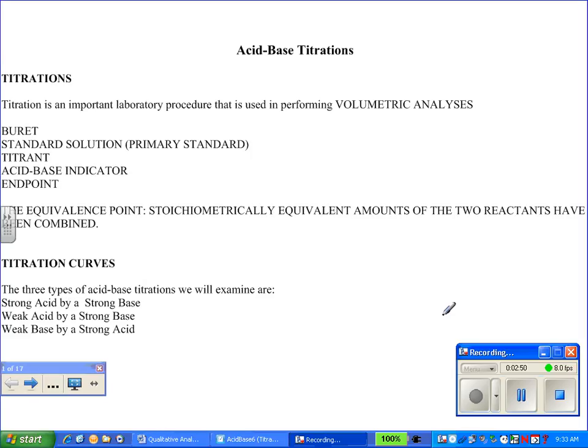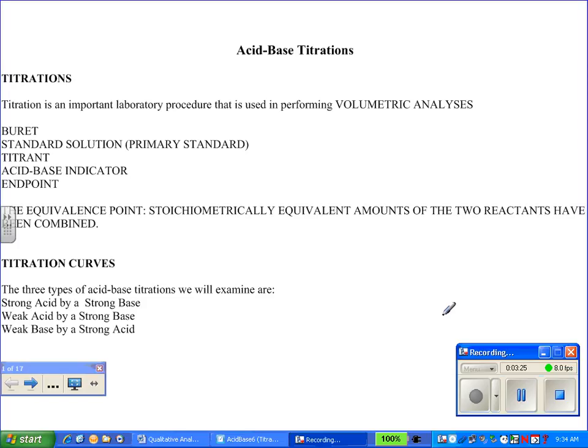Now the goal of completing a titration is actually to determine the equivalence point. We're trying to find the point where the two reactants are stoichiometrically equal. So the moles of acid, for example, is equal to the moles of base, or H plus and OH minus. That is the equivalence point. Now we want to choose an indicator that's going to change color as close as possible to the equivalence point, because that's what we're using to identify the equivalence point.